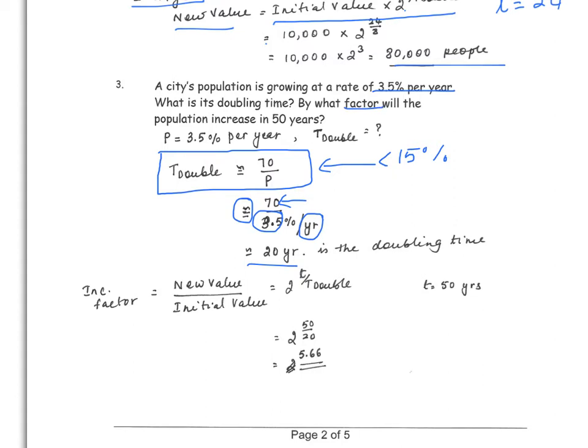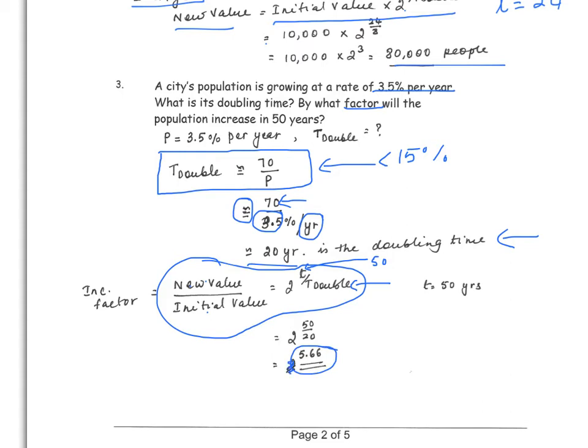Remember, to find the factor, we need to use this version of the formula. New value over initial value is equal to 2 to the t over t double. And now we are familiar with what t double is. It's the doubling time, which we just found out is 20 years. T is the time at which we need to find the growth factor, and here it's 50 years. So new value over initial value is equal to 2 to the 50 over t double, which is 20 years. And that is about 5.66 growth factor.